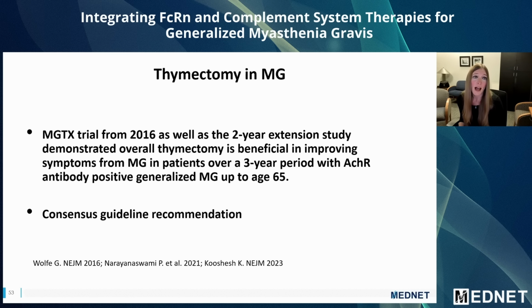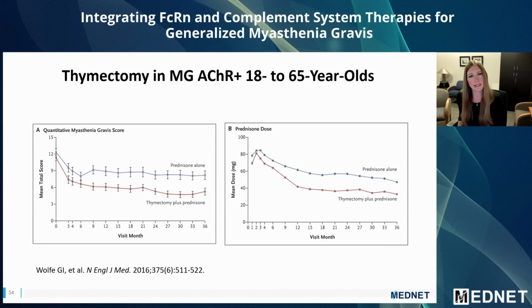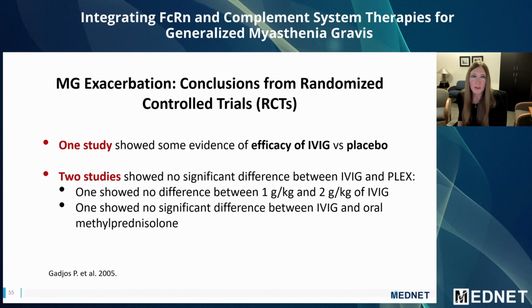But just to know that that's why those led to consensus guideline recommendations for those medications. With respect to thymectomy, there was the MGTX trial from 2016 and a 2-year extension trial, and that showed the most benefit is for antibody-positive patients up to age 65, with a shorter duration of disease. So that's still a consensus guideline recommendation. And here you can see a couple of graphs looking at QMG score and prednisone dose, both of which show that patients who had thymectomy plus prednisone were on lower doses of prednisone and had lower QMG scores, so better outcomes there.